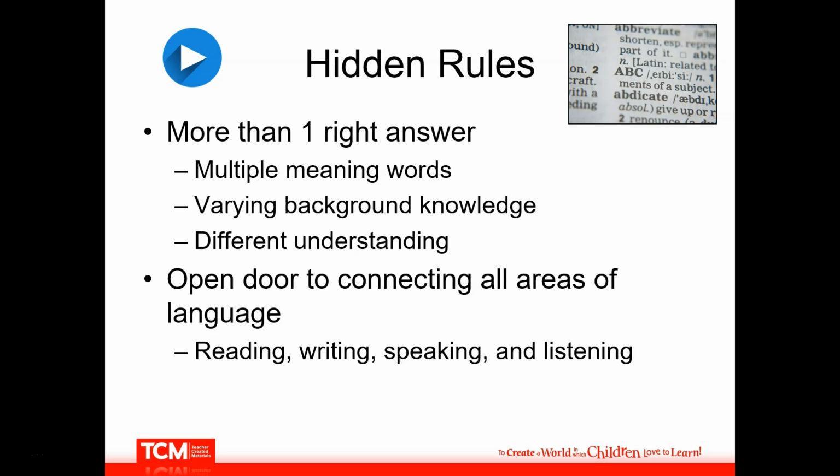And the next thing is that there is an open door to connecting all areas of language. And that is, once again, in our standards, with our reading standards, our writing standards, and our speaking and listening standards. And ultimately, we want students to be able to read words and then use them in their writing and then in their speaking when they're responding to us, the educator in the room.